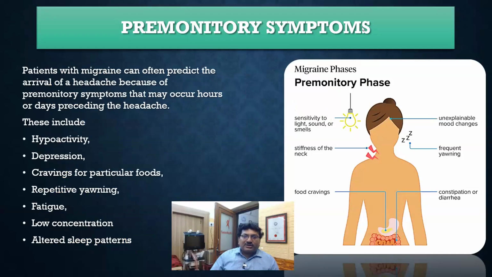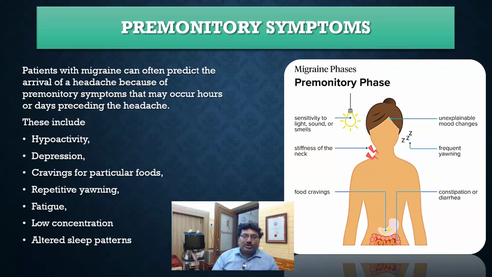Now, after the aura symptoms, we have the premonitory symptoms. So that means the attack actually starts with these premonitory symptoms. The patient of migraine can predict the arrival of the headache because of these premonitory symptoms. So how to elicit these symptoms? Just ask the patient whether, before your headache arrives, do you understand that your headache is going to come? Usually the patient is able to, because they are having successive headaches, and they are able to describe these symptoms.